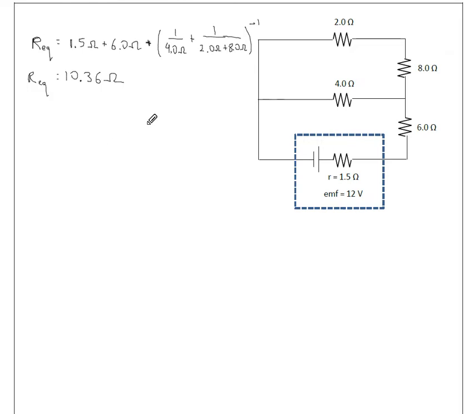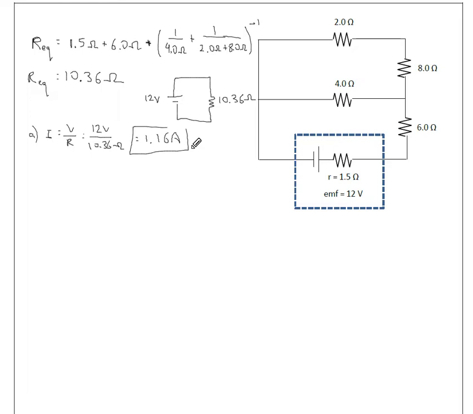So again, if we were to redraw this circuit, we have a single 12 volts being supplied, and there's a 10.36 ohm resistor. So let's find out what our current drawn is. I is equal to V divided by R, which is 12 volts over 10.36 ohms, and we get 1.16 amps. So that's how much current is being drawn by the battery.